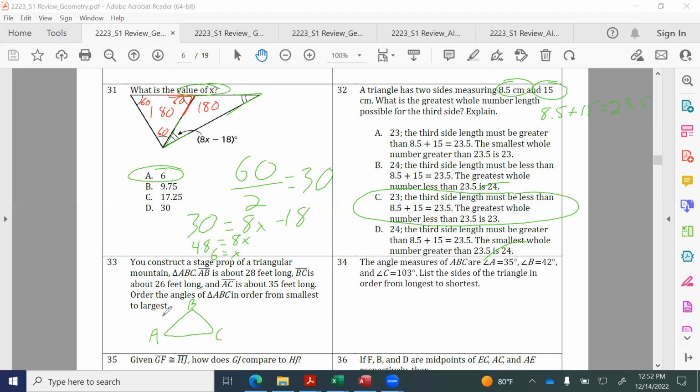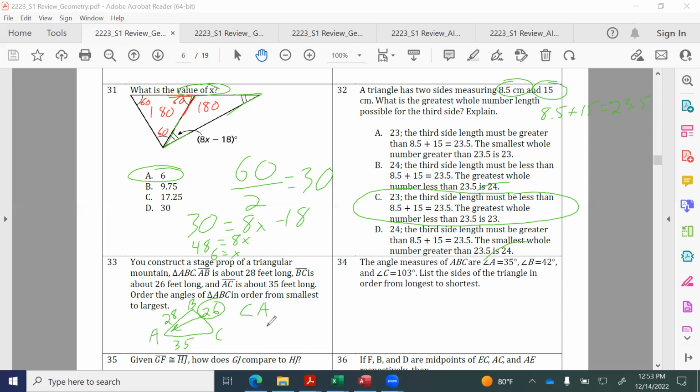All right, this side's 28. Then we have BC is 26. And then AC is 35. They want us to put the angles in order from smallest to largest. So what's the smallest angle? 26 is the smallest side, so the smallest angle has to be across from it. So angle A is the smallest.